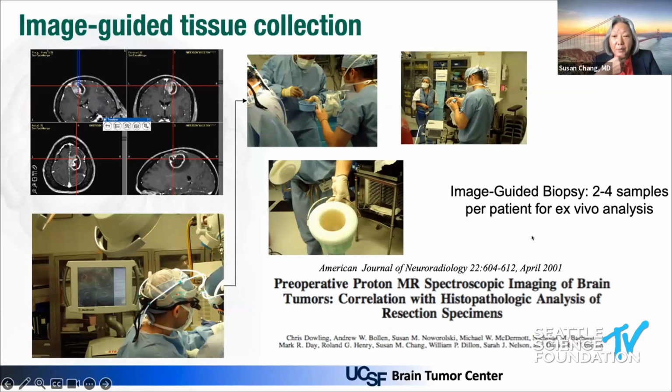And in fact, some of the work done by Joe Costello is really characterizing up to 10 samples within a tumor, so we can look at visual, spatial changes, and that's where a lot of the genomic work is being done to characterize. But this is some of the work that we've done looking at preoperative proton spectroscopic imaging of tumors and correlating this to histopathologic analysis.